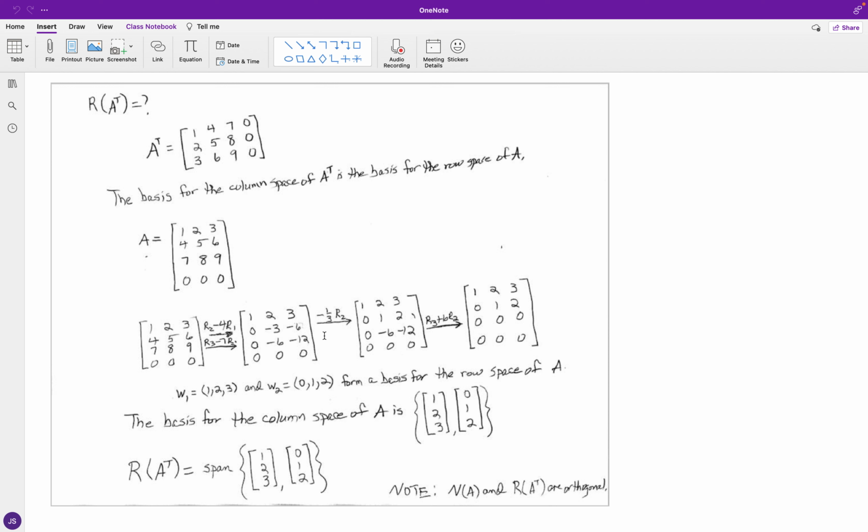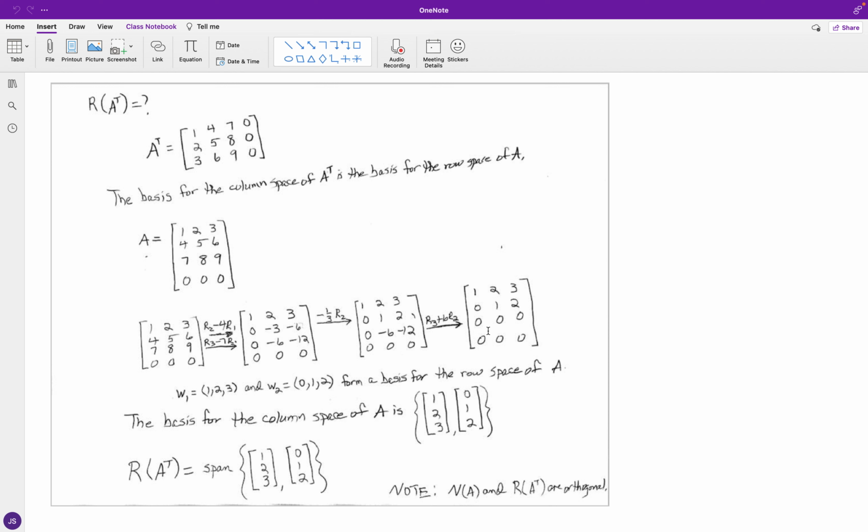So in the rewrite we have 1, 2, 3; 0, -3, -6; 0, -6, -12. And then converting the -3 to a 1, I'm going to take -1/3 of the second row. So the second row becomes 0, 1, 2. And getting rid of the -6 immediately below the 1, we take the third row and add 6 times the second row. And so we're going to have another 0 row.